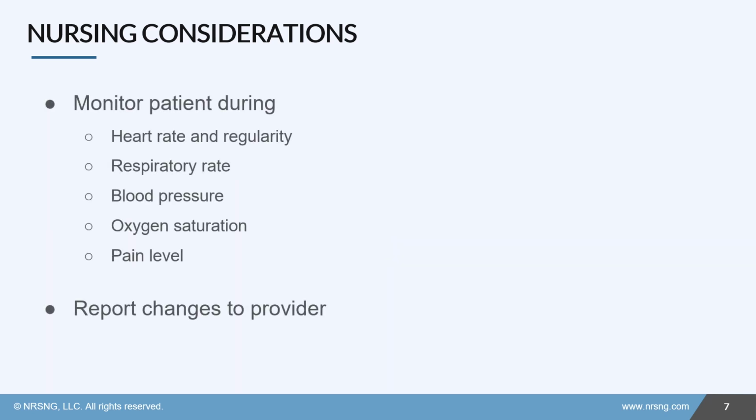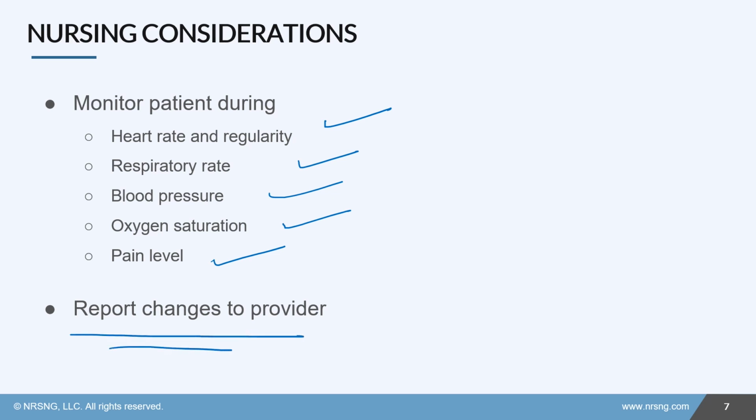Okay, how and what do we do when we are monitoring the patient? So remember, we have our baseline vital signs as a starting point. We are going to continuously monitor our patient's heart rate, respiratory rate, blood pressure, oxygen saturation, and of course, pain level. The anesthetic agent should be making the procedure tolerable for the patient. So if your patient is telling you they are having pain or they can feel what's going on, make sure to communicate that to the provider. And of course, you're going to report any changes to the provider during the procedure.